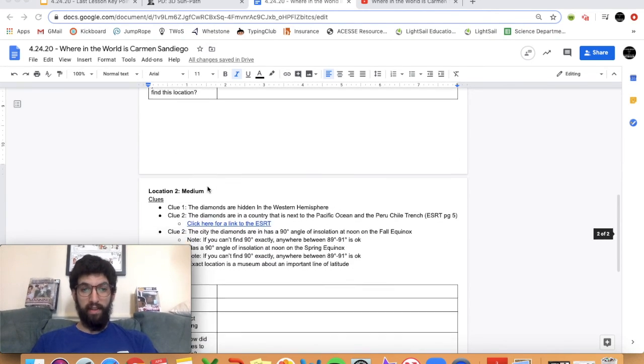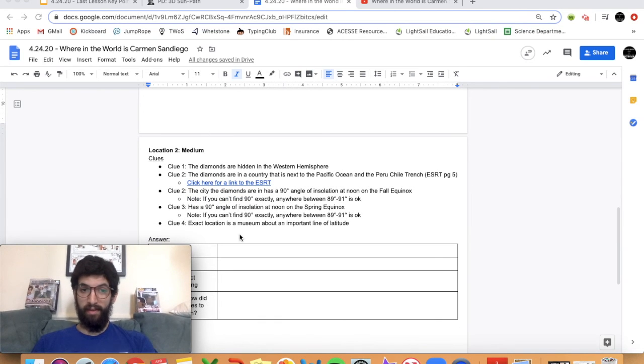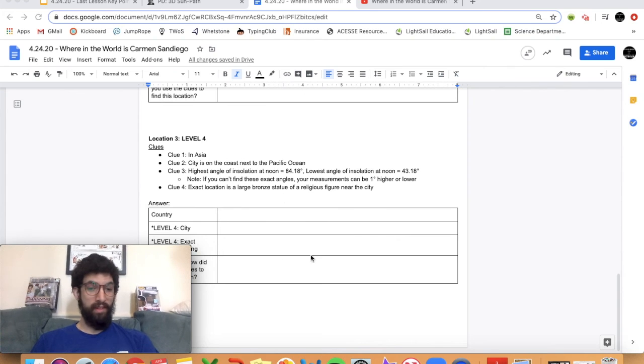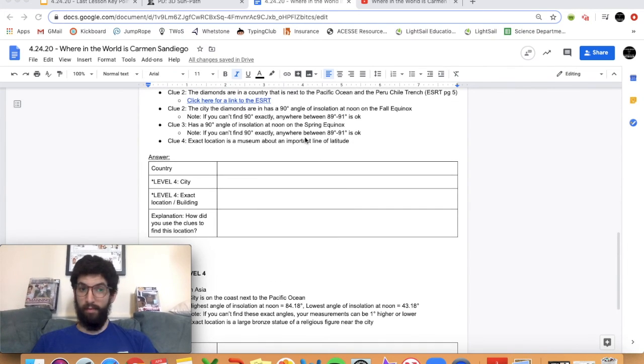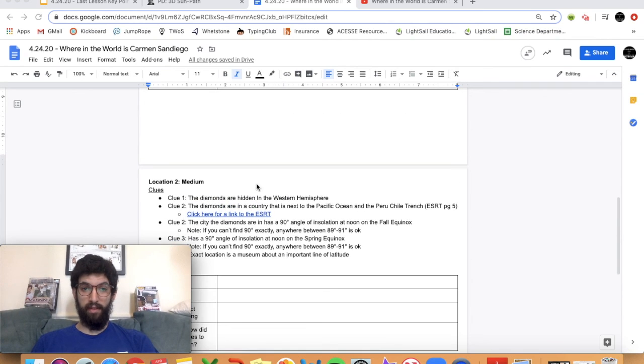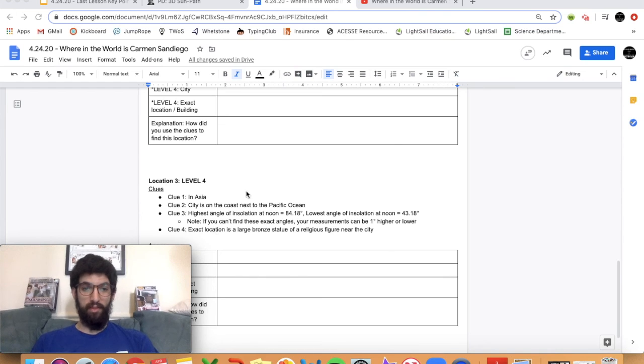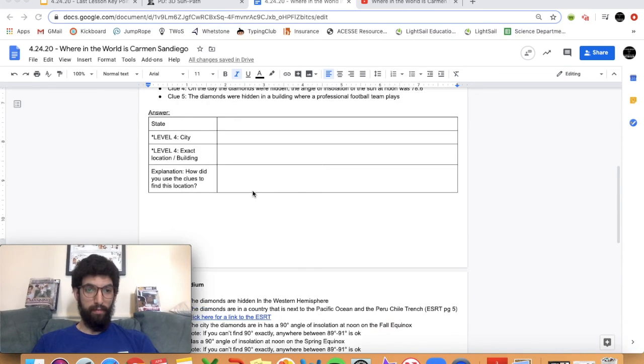The next one is a little bit harder, and the last one is pretty challenging. This whole last one is just optional if you want to go for level 4. Locations 1 and 2 you definitely need to do, but location 3 is optional for level 4.